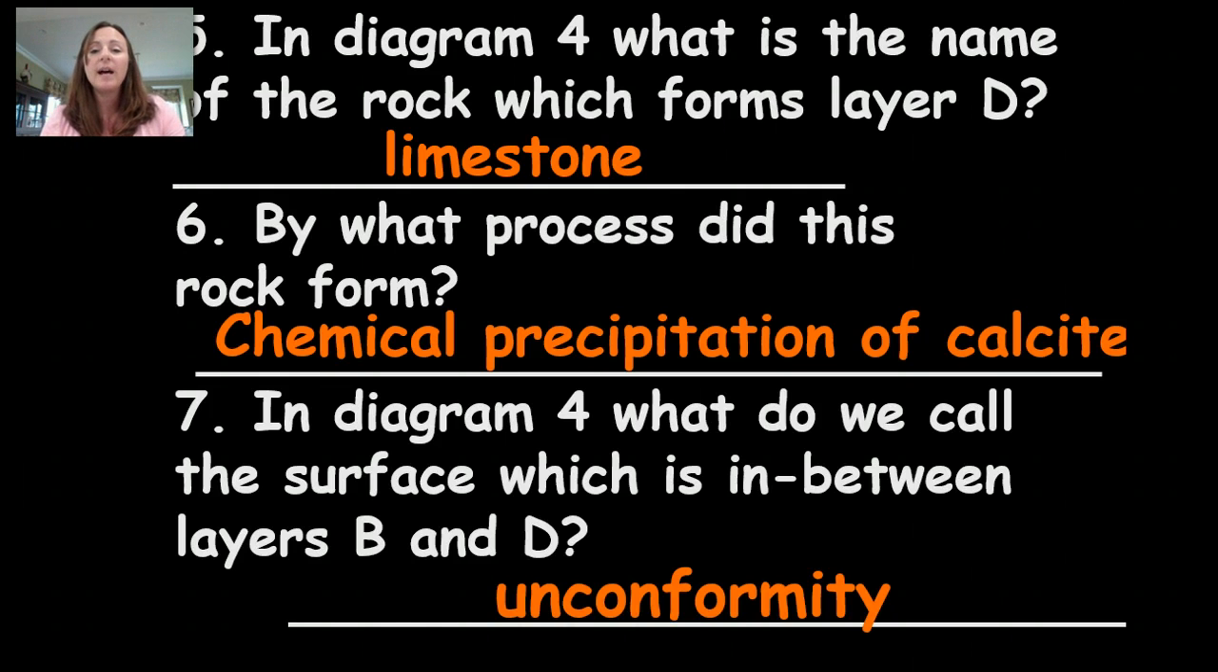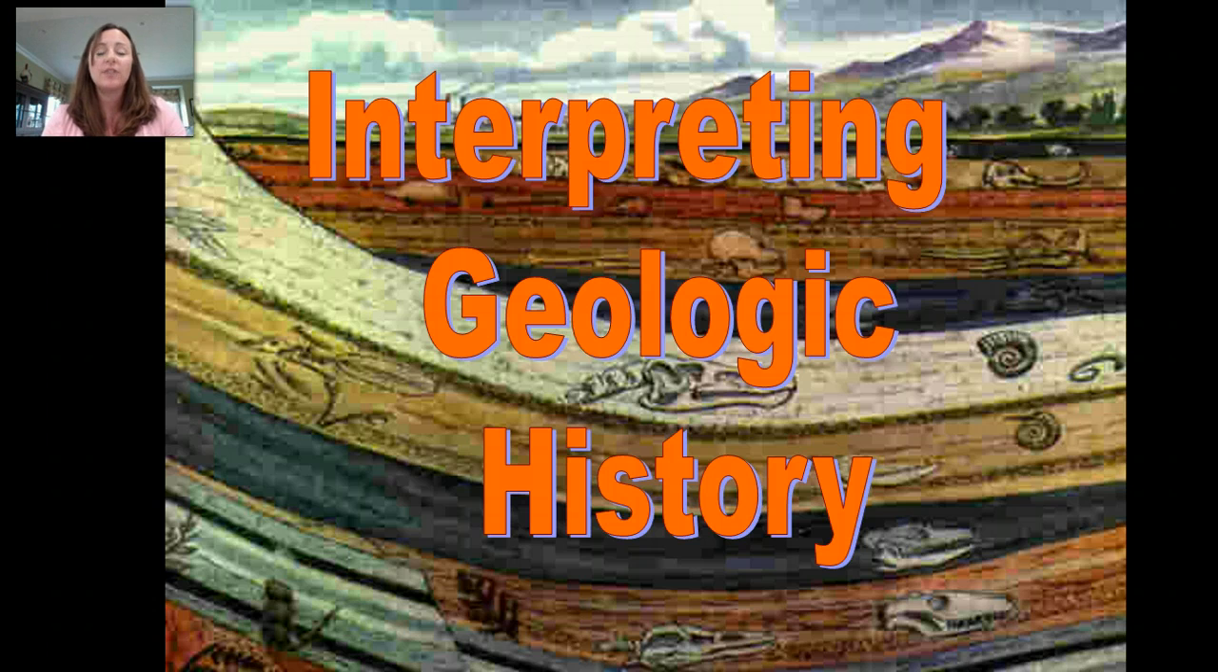Now, if you don't have this printed out in outline form from the Edmodo folder, you're going to need to go back and write these questions down. In our next screencast, we're going to look at other ways we can tell the order of events that have occurred, which help us determine the age of the geological history.